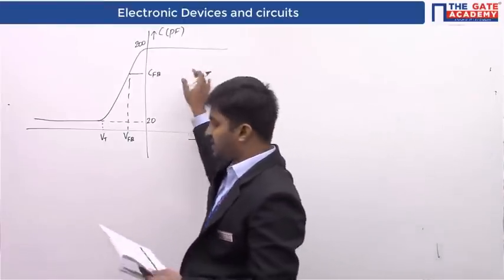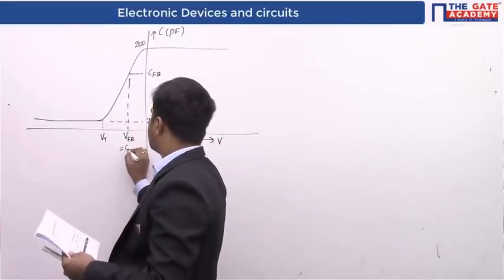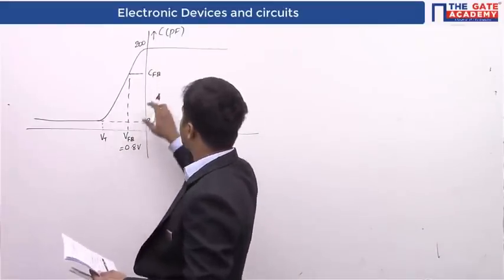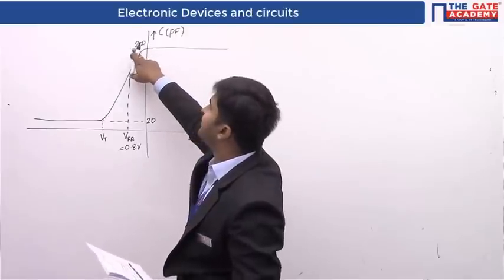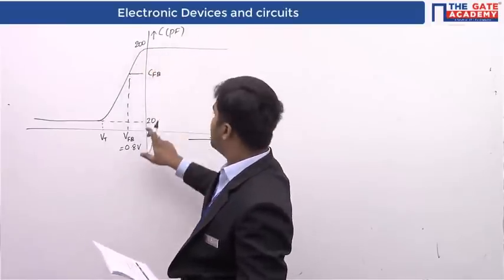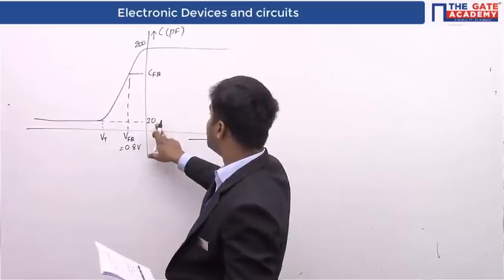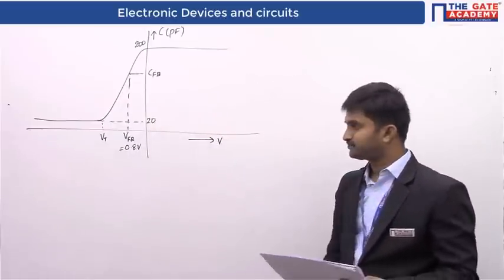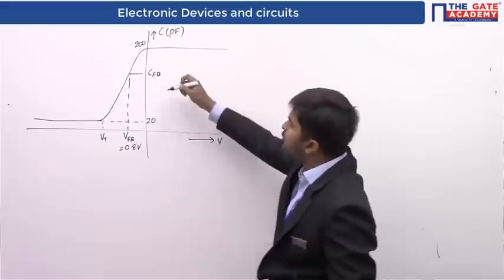The flat band voltage is given to be 0.8 volts. The maximum capacitance is given to be 200 picofarads and the minimum capacitance is given to be 20 picofarads. And what is the flat band voltage?